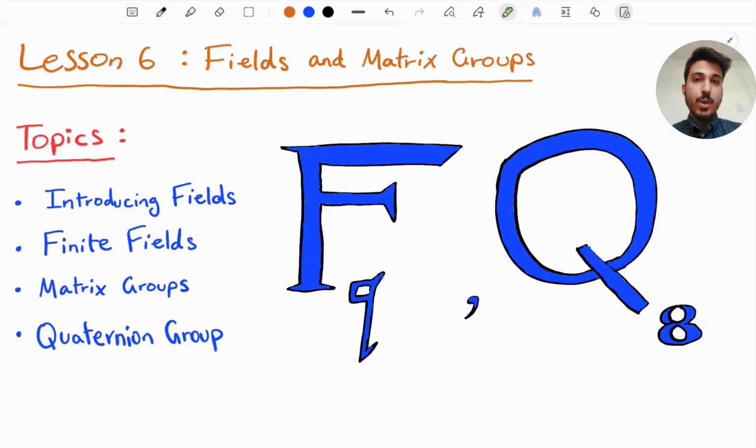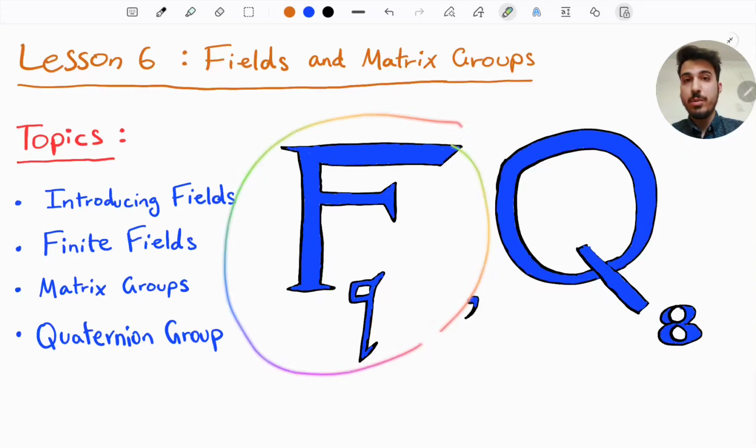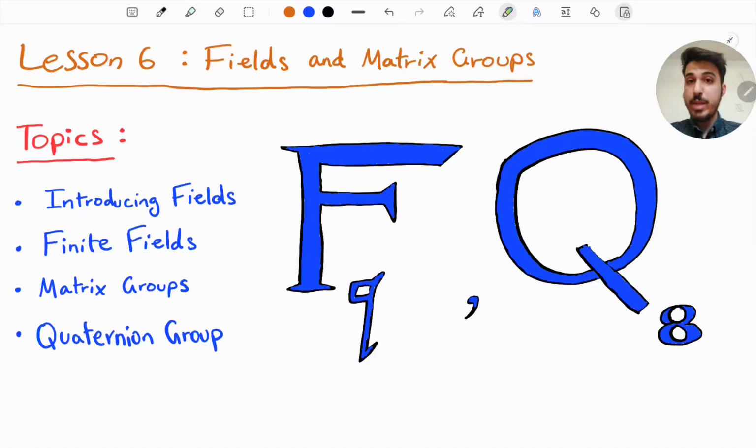Here in Lesson 6, we ask a similar question. What if I had the same set of elements, but instead of having one operation, I had two? In this case, I call this a field. And fields is the topic of the first discussion we will have. We will introduce fields, and we're going to be talking about finite fields, some of which are denoted by F_q. And I will explain that in a minute.